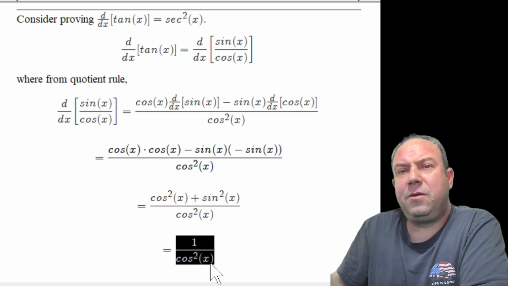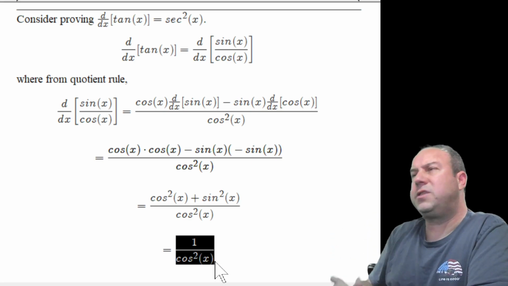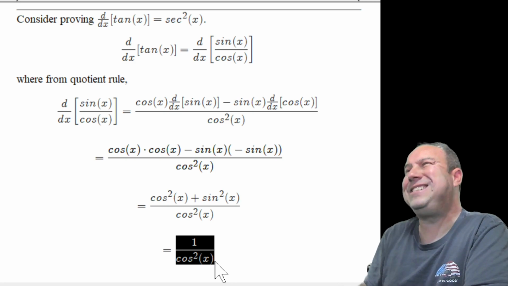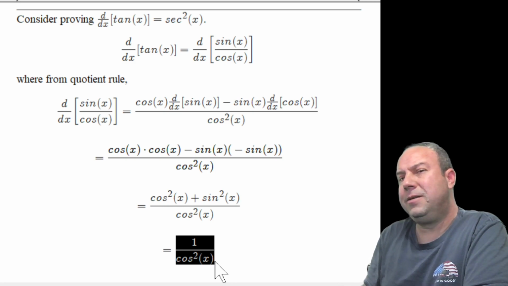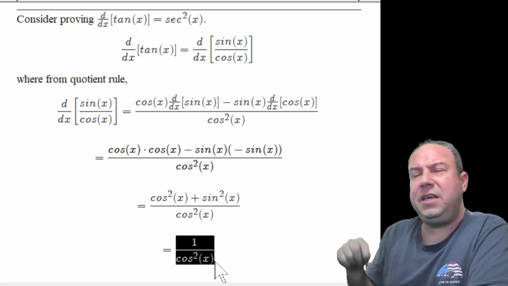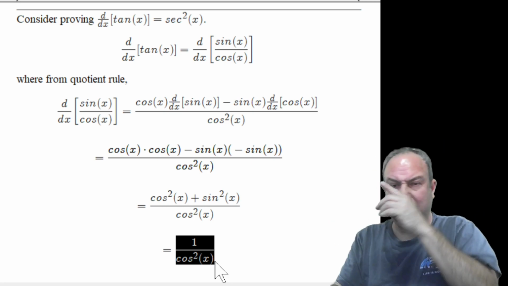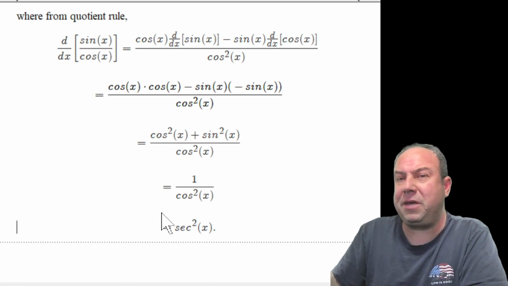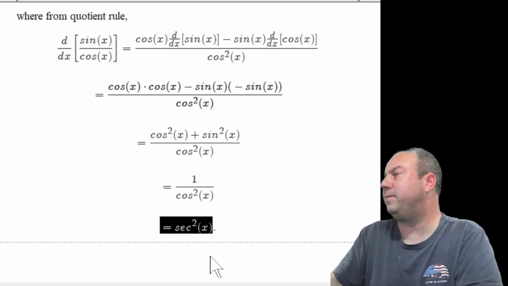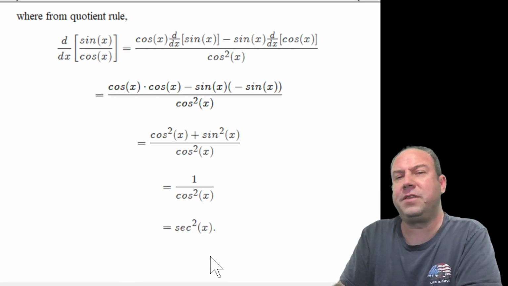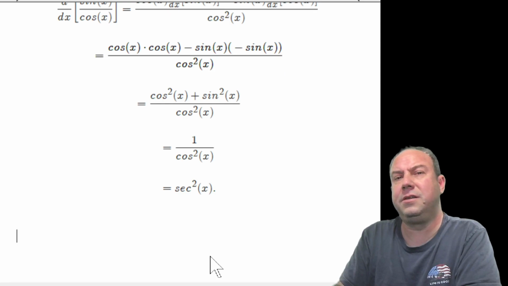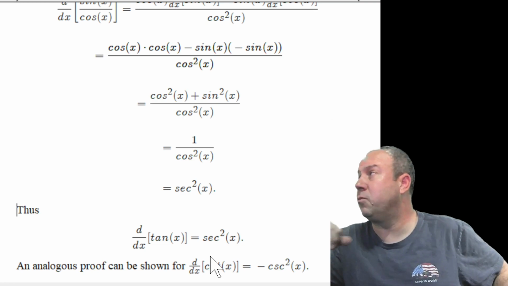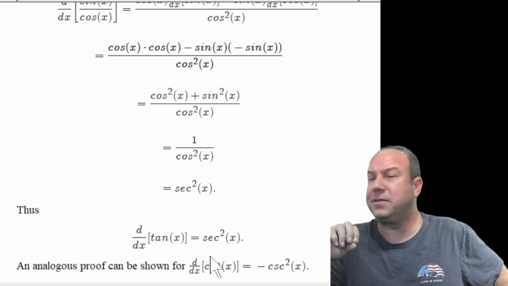And what we have here is 1 over the cosine squared of x, where the reciprocal of the cosine we understand is secant. So the reciprocal of the cosine squared is going to correspond to the secant squared of x. And we see that become the result of our derivative. And thus, the derivative with respect to x of the tangent of x from quotient rule is equal to the secant squared of x.